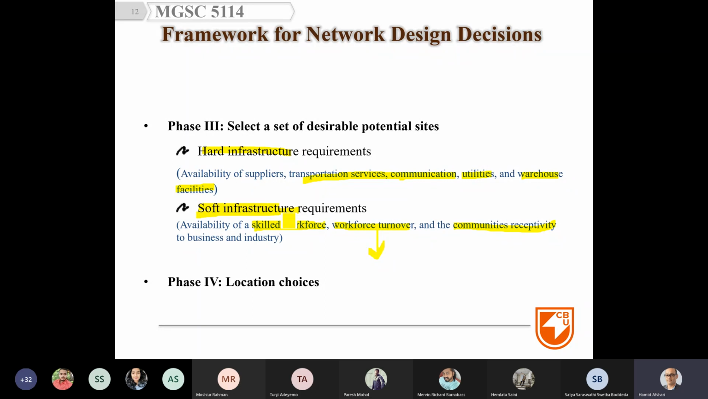These factors are very important nowadays, and they are growing day by day, because we have seen many businesses ending up bankrupt because of not respecting social factors or soft infrastructure requirements. And so that's phase 3, and phase 4 will be location choices. In this phase we will use some mathematical models in order to decide which location is the best.